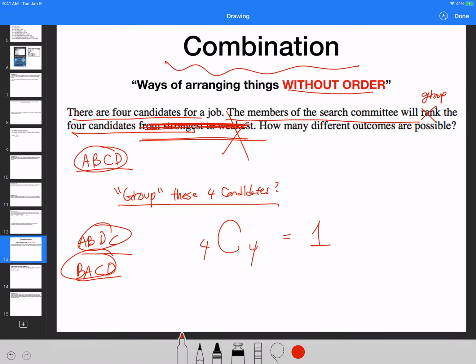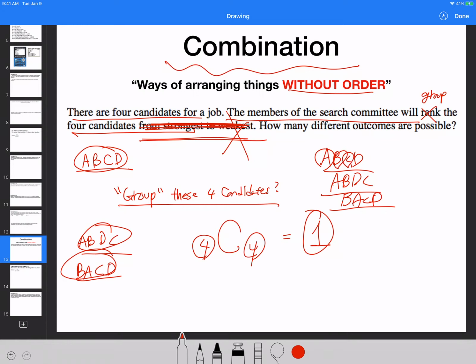So in combination, we use the letter C. If you're trying to group 4 people into 4 different spots, there's only one way to do that. Why? Because A, B, C, D, A, B, D, C, B, A, C, D, they're all counted the same. They're all the same 4 people. It's just they're in different locations, but who cares? If I ask you guys to get in a group of 3, and 3 of my students get in a group, it doesn't matter how I arrange them, because that's one way to group the 3 people. It doesn't matter whoever comes first or whoever comes last. So that is a combination.